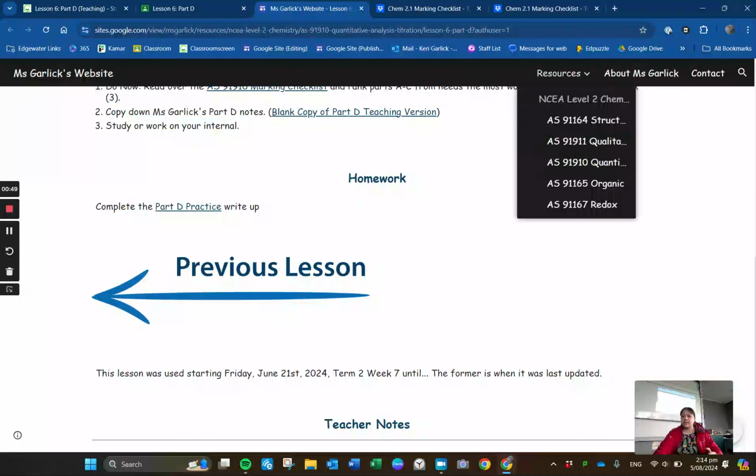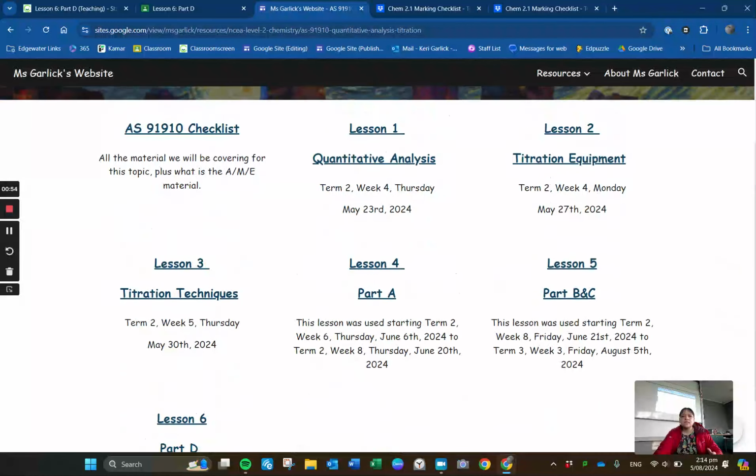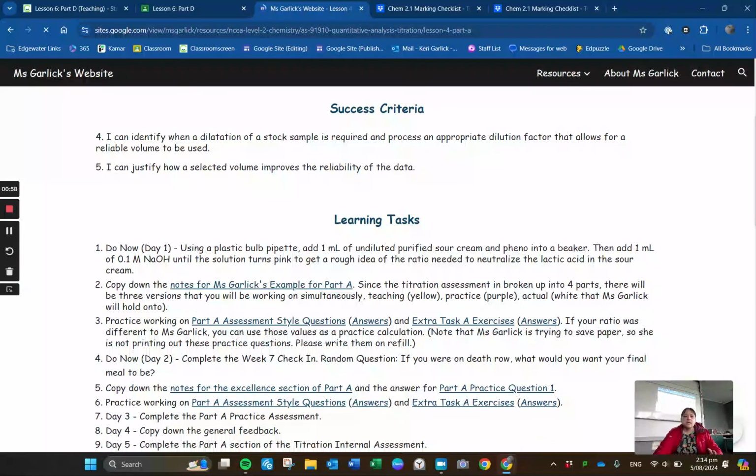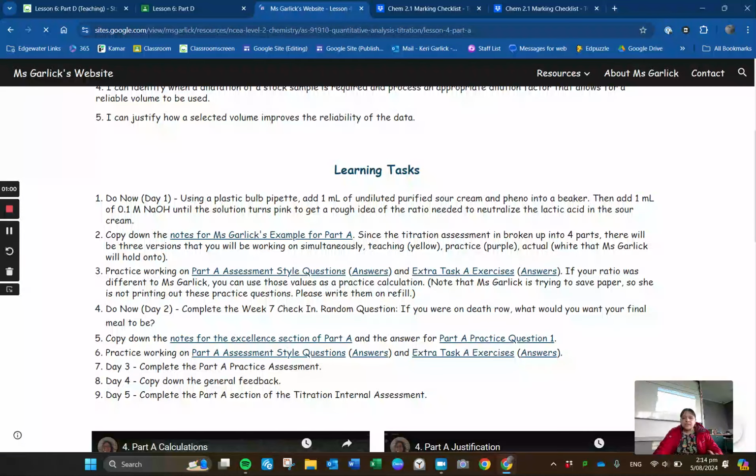Oh, my little clickies aren't there. I must have deleted them by accident. Let's go there. All right, so Part A, here we go. Let's find my notes. Here we go, my example notes.